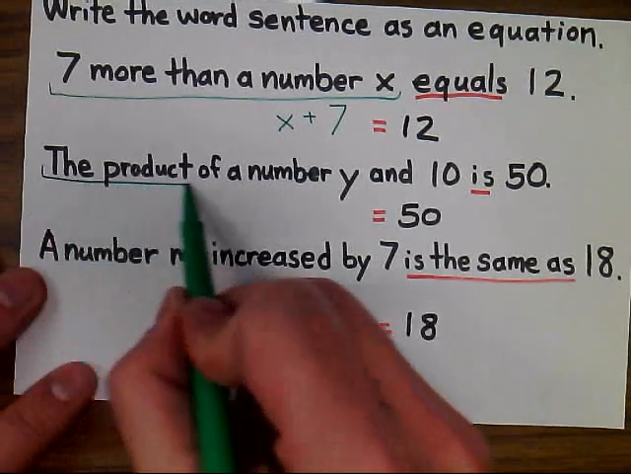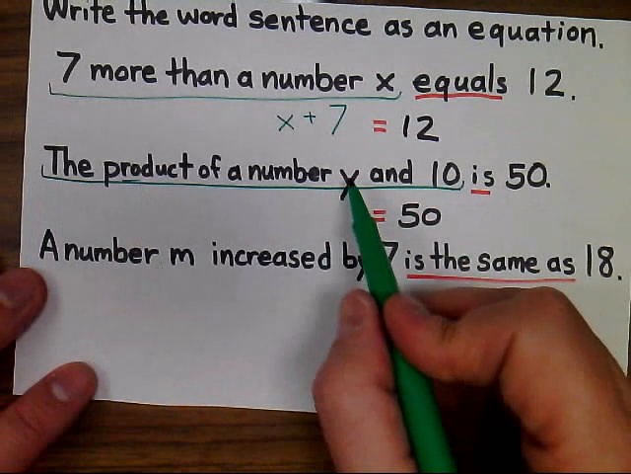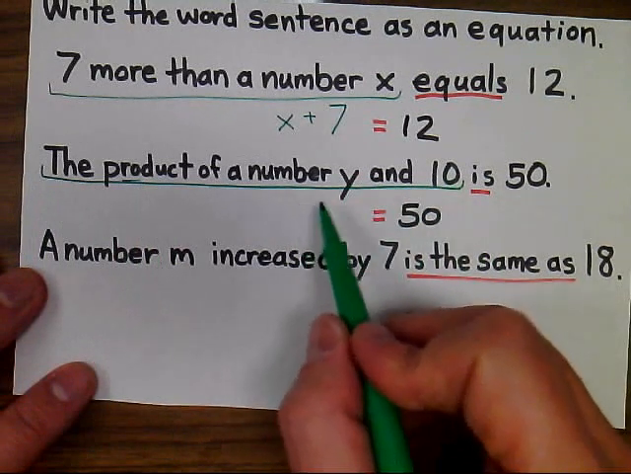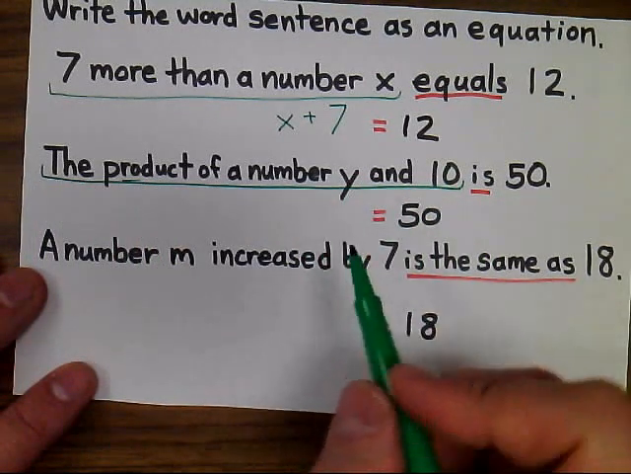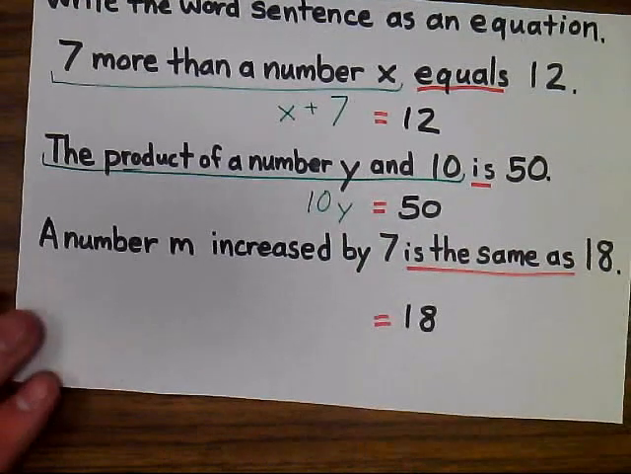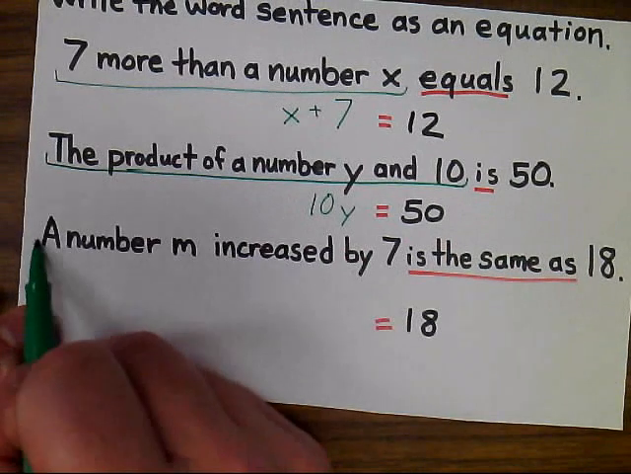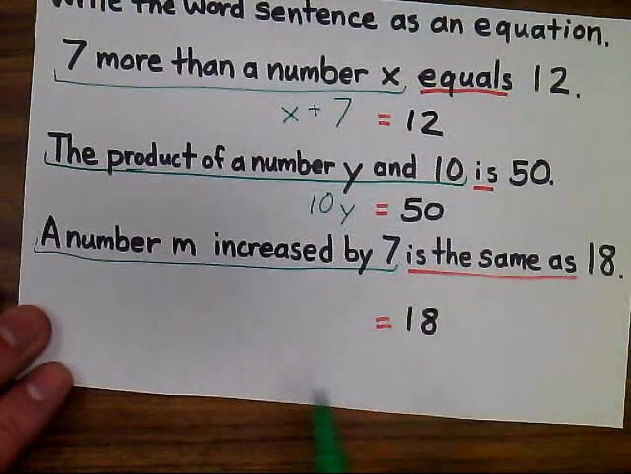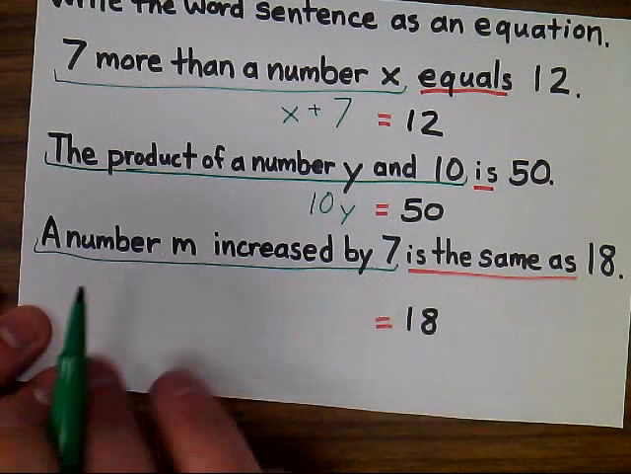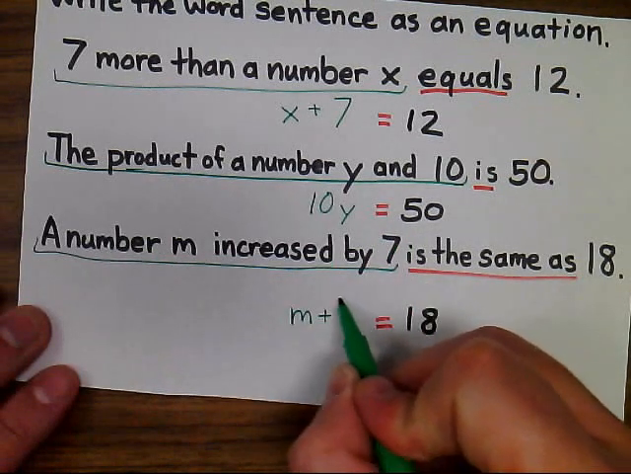When I look at the product of a number y and 10, I know product means to multiply, so I'm multiplying y and 10. Now I could write y times 10, but I'm going to be more efficient and write 10y. That's the most efficient way to write that expression, which then becomes the equation 10y equals 50. And then finally, a number m increased by 7. We know increased by means to add. That's not one that would switch the order, so it's simply going to be m plus 7.